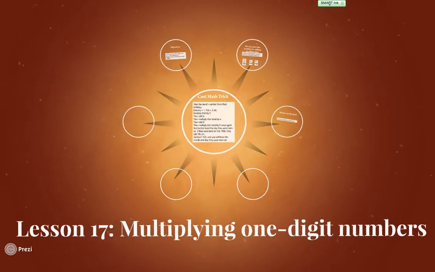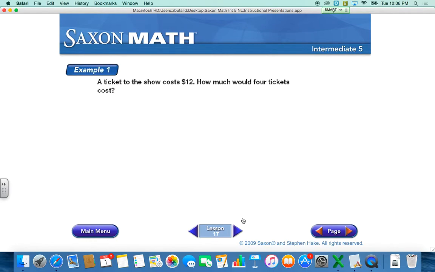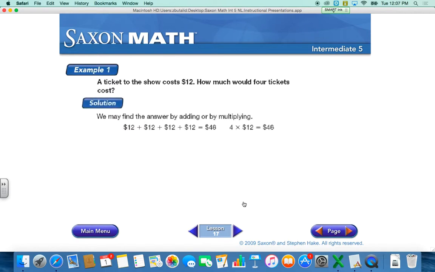Okay, so let's go to our examples next. Example number 1. A ticket to a show costs $12. How much would 4 tickets cost? So we can find the answer by adding 12 plus 12 plus 12 plus 12, and we find that it's $48. But the easy way of doing this is just to multiply 12 times 4. And when you do that algorithm, 4 times 2 equals 8, and then 4 times 1 equals 4, you get $48. So pretty simple to do this problem.